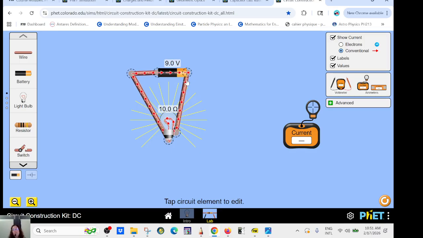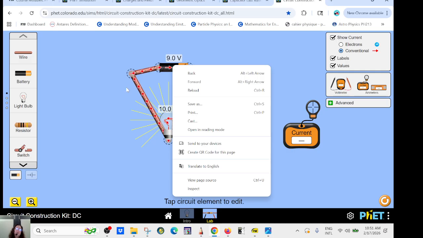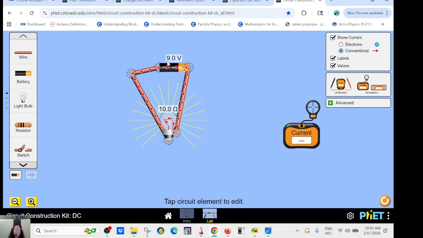So you can imagine here that each one of these little arrows is 1 coulomb of charge. So each coulomb of charge has an energy of 9 joule. Now, if I increase the voltage here, what's going to happen? I increase the pressure, so it's going to flow faster. So energy will be delivered faster. I'm increasing the power.